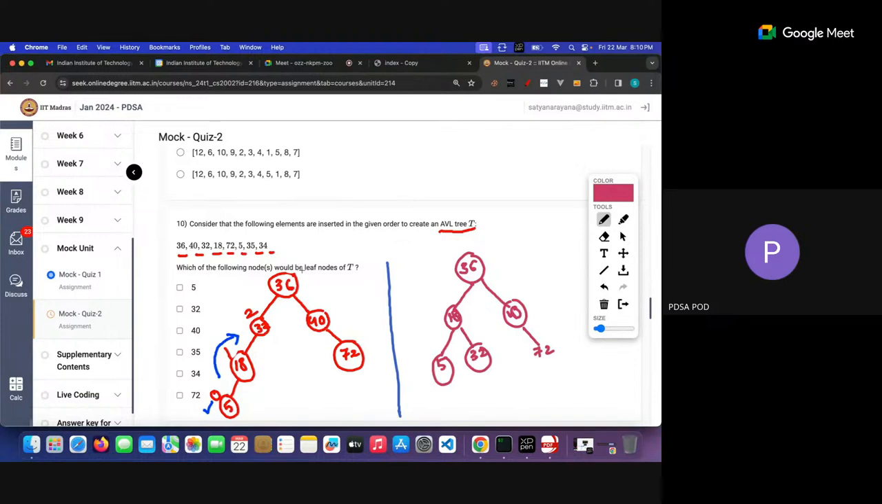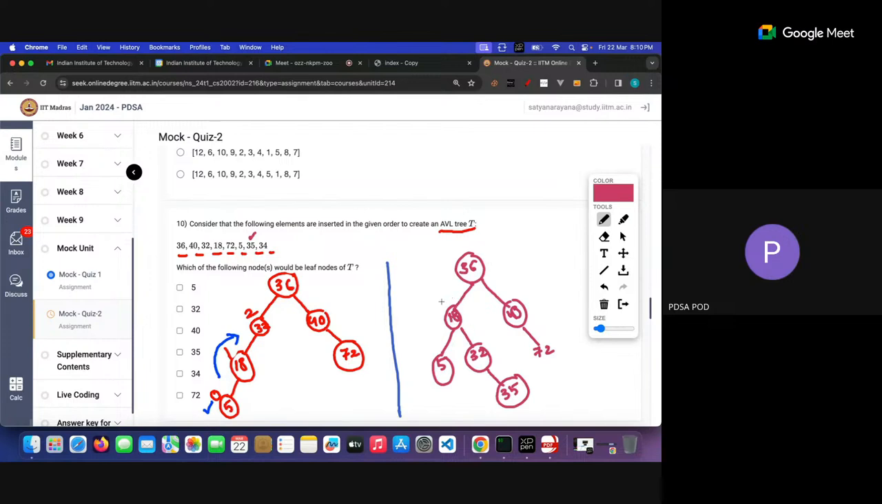Now 35 came. After 35 came, what happens? We try to insert 35. It goes left, then 18 is right, then 32 is there. So 32, right, we are trying to add another one, 35, and it can be added here. Is there any issue with the balancing factor? No issue. You can check every node, every level.